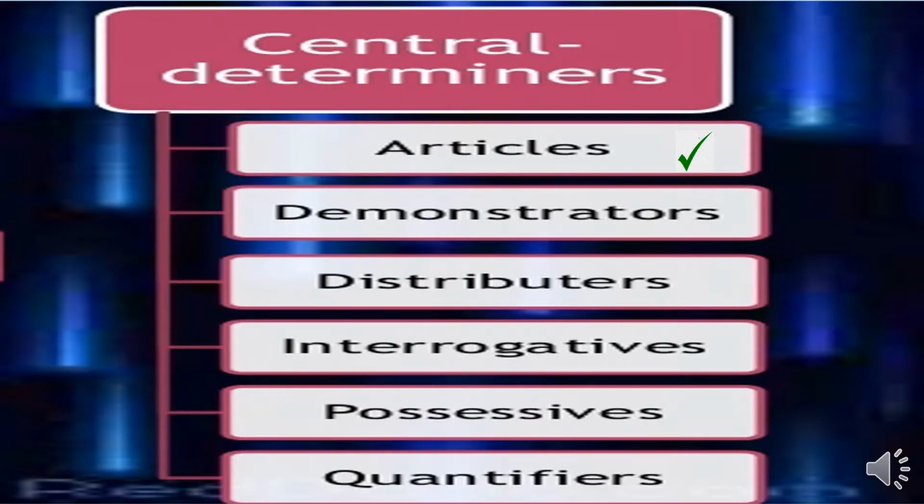Since we had completed predeterminers, I start up with central determiners. So in central determiners we have 6 types of determiners: articles, demonstratives, distributives, interrogatives, possessives and quantifiers. Since I have already covered articles, we'll just go ahead with demonstratives.